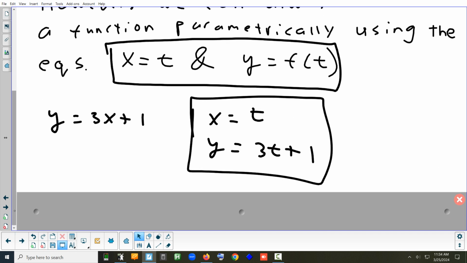What does this say t is equal to? X. So plug that in for t in the other equation, and what would you get on the right-hand side? 3x plus 1. That's exactly what we started with. So it works. It's just kind of a cheap way to take something that's not parametric and make it parametric. And there's probably other ways you could figure out how to do it as well, but that's the simplest.